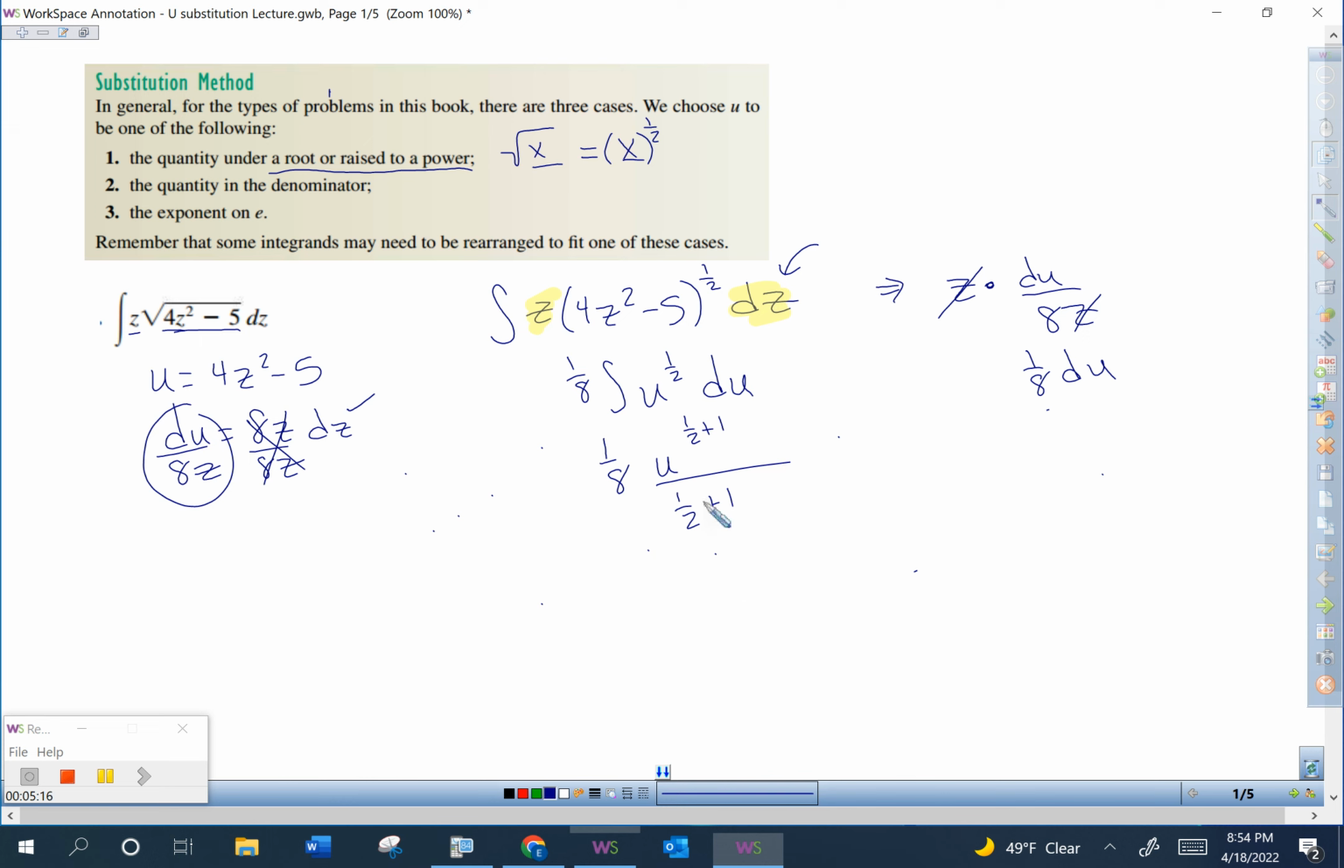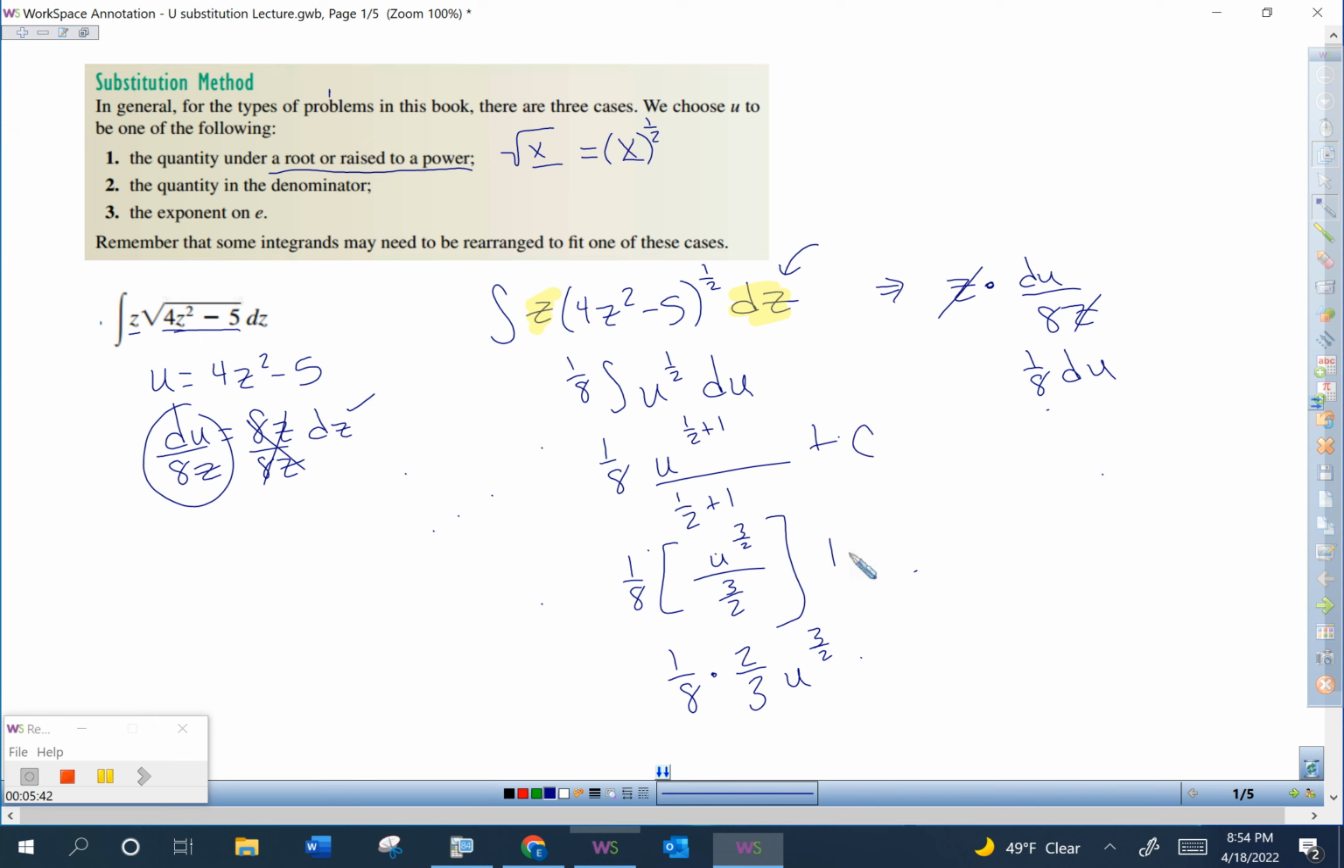Okay, so take as many steps as you need to here. Keep your 1/8, and then this part is u to the 3/2 over 3/2. Okay, and I don't like dividing by that fraction. I'll usually skip this step entirely, but dividing by 3/2 is the same as multiplying by the reciprocal, 2/3. And then we got something that looks a lot nicer.